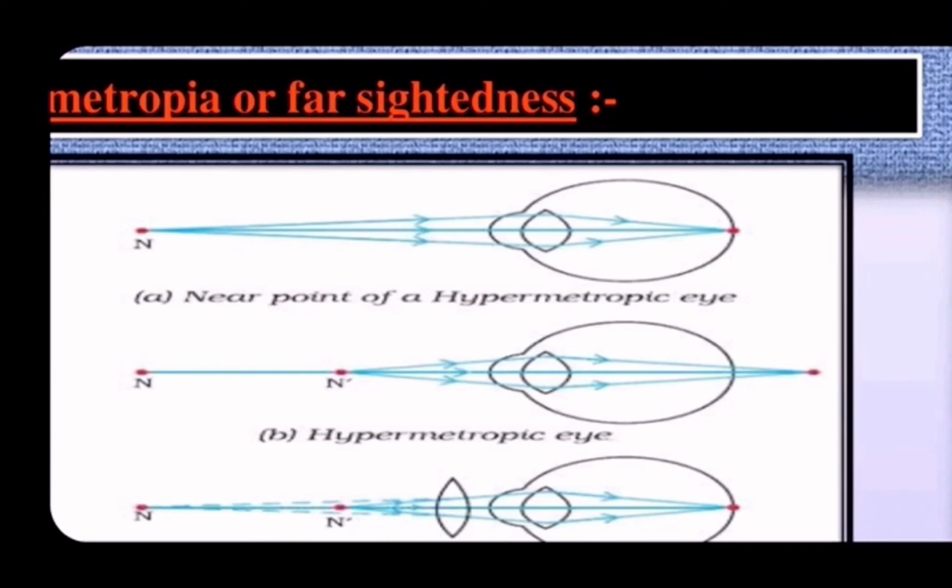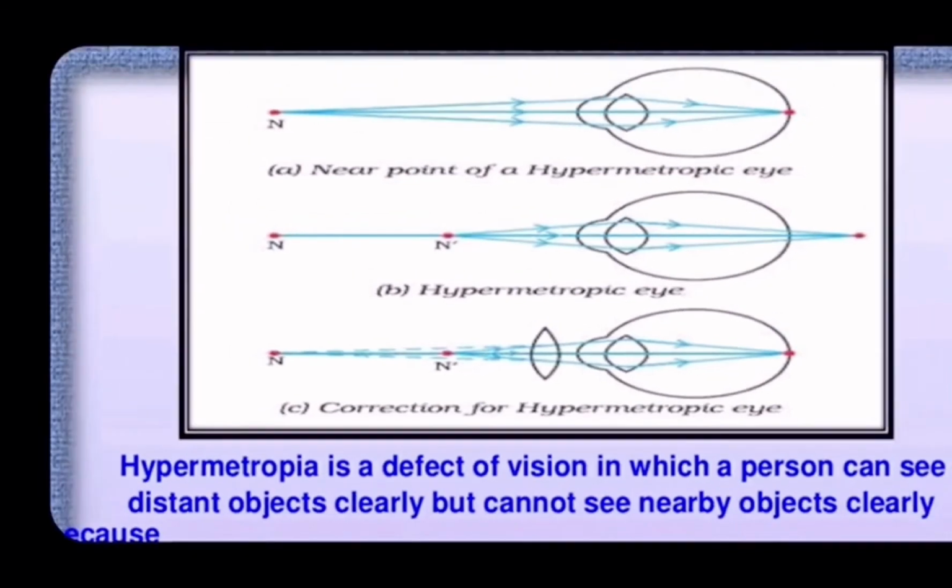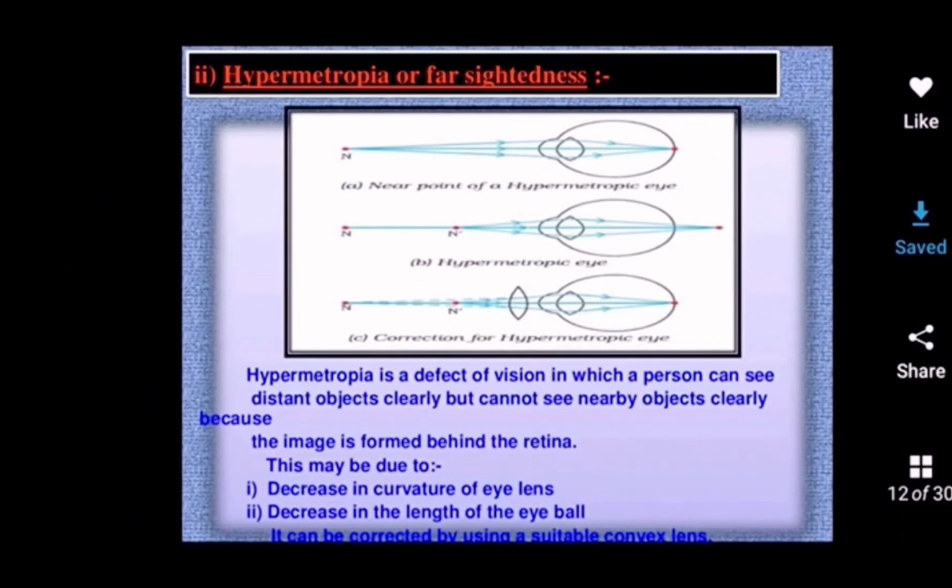How can we correct it? As you can see, these light rays are not enough to converge themselves. That's why we are using another lens in front of them, so that it will be able to converge the light, and the converging lens is a convex lens, right? But why does this problem appear? This may be due to a decrease in curvature of the eye lens or a decrease in length of the eyeball. That's why the image is not formed at the retina but formed behind the retina, and we can correct it by using a convex lens of suitable focal length.